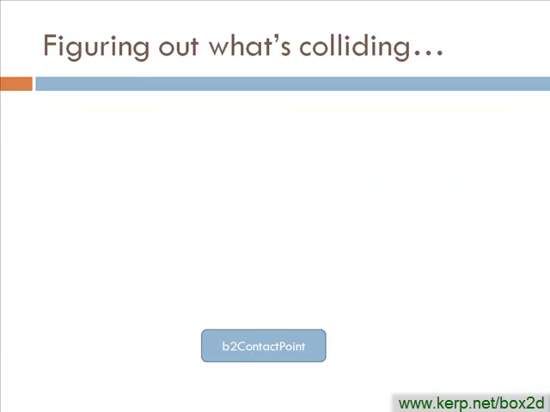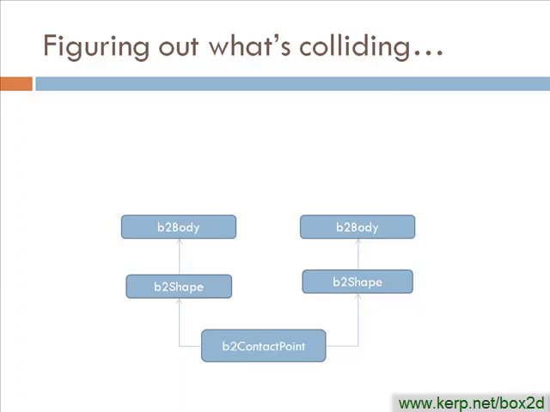Basically, we've got our b2ContactPoint, and that is going to tell us what two shapes have run into each other. Now, as you remember, these shapes are part of a body, and at least in our program, these bodies are part of an actor. Deducing our way up this tree is going to involve a few steps. Figuring out the shapes is actually pretty easy.